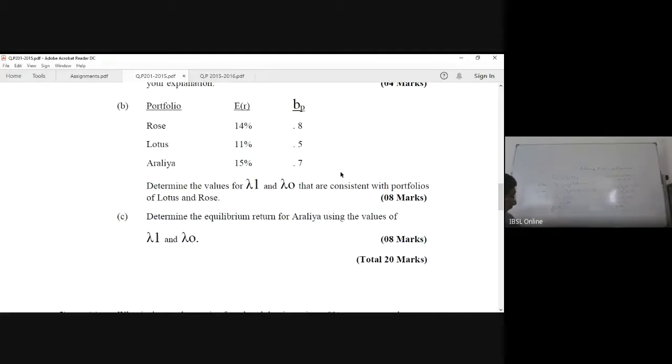So what we can do is apply the equation, that is ER is equal to lambda 0 plus lambda 1 BP. Lambda 1 is 0.1, lambda 0 is 0.06. So ER is equal to 0.06 plus 0.1 into BP. BP is 0.7, so 0.1 into 0.7 is 0.07. The answer would be 0.06 plus 0.07, that is 0.13, that is 13%. Equilibrium return for Aralia would be 13%. So that is the answer.